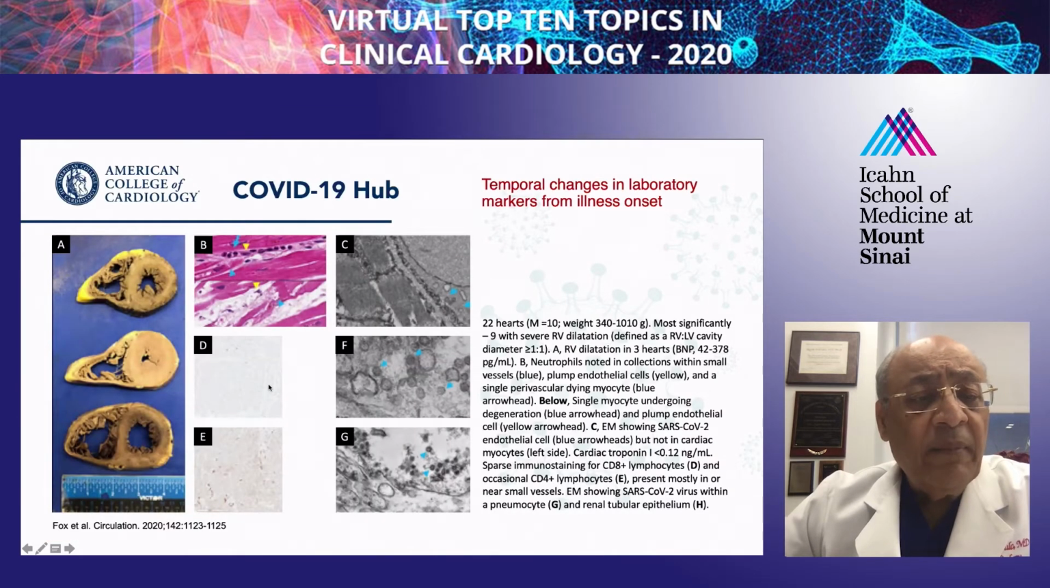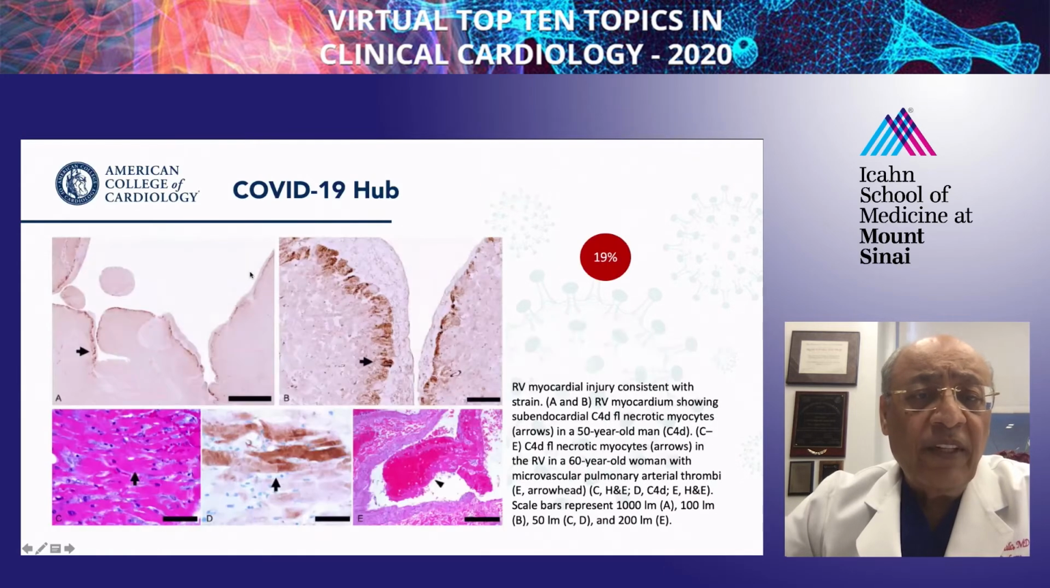At the same time, there was another report published in Circulation, where they demonstrated that in 22 autopsy hearts, in 9 there was a significant enlargement of the right ventricular cavity. As you can see here, the right ventricular cavity volume is bigger than the left ventricular cavity volume, more than 1.1:1. And the inflammation was predominantly in the right ventricular wall, and was predominantly macrophage infiltration.